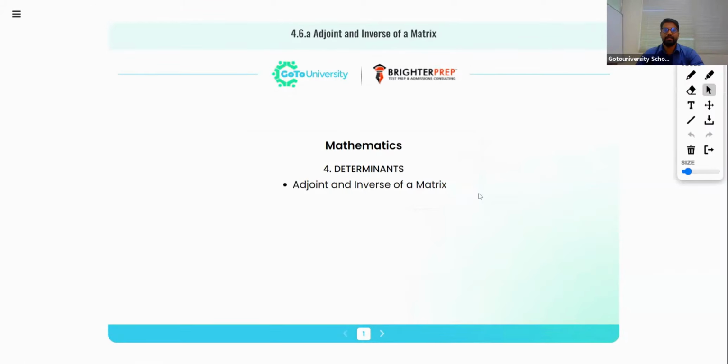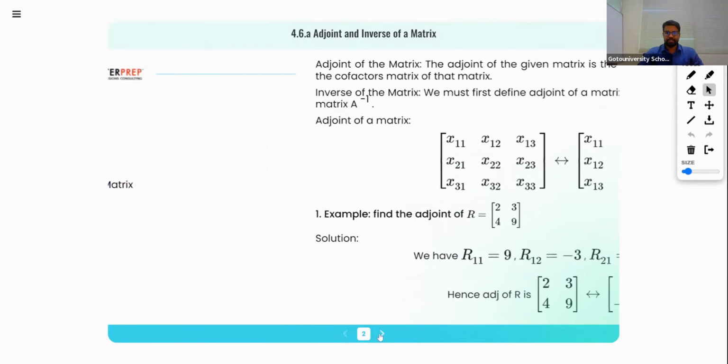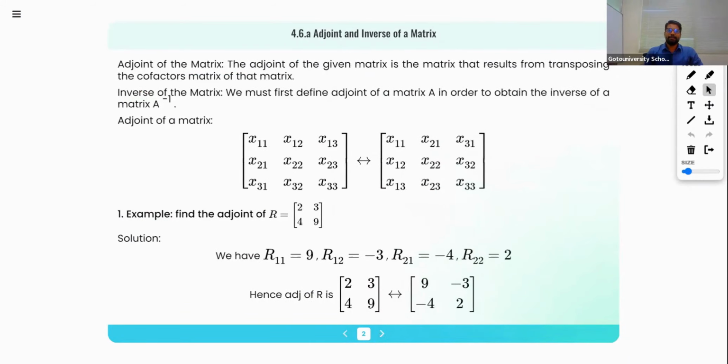Yes, we are going to start now. Adjoint and inverse of a matrix. So what is adjoint of a matrix? Let's see the definition and then we'll apply that to an example.